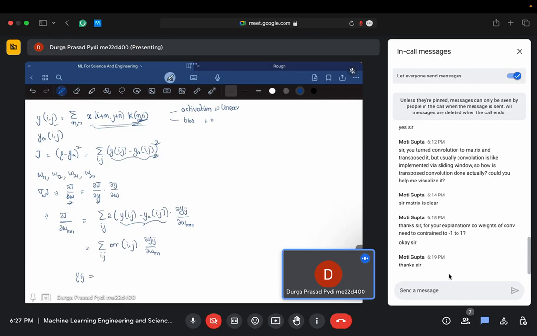So this is my y ij. y ij is the summation over m, n of x of i plus m, j plus n times k of m n, which is essentially your weight, so that is w mn. So this is say 1, this is 2. If I substitute 2 in 1, what will be the value of del z by del w mn?